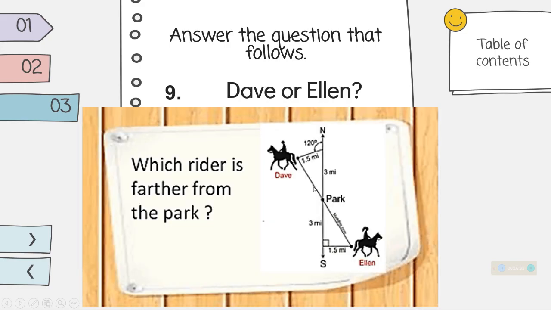Okay, so let's have number 9. Is it Dave or Ellen? Which rider is farther from the park? Which do you think? We have Ellen. Why? Because the opposite angle of it is 90 degrees, while the opposite angle of Dave is only 60 degrees. Why? Because the exterior angle is 120. Therefore, this interior angle is 60 degrees because they are linear pairs. So that's why Ellen is farther from the point.